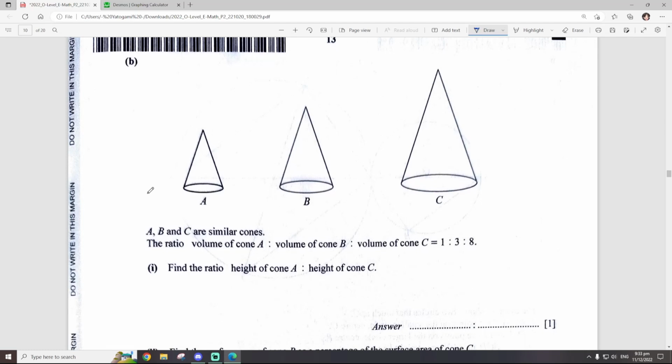Part B, we have similar cones A, B, and C. The ratio of volume of A, B, C is 1 to 3 to 8. What is the ratio of height of cone A to C? Well, you are comparing one dimension instead of 3 now, so it's just the cube root of 1 to the cube root of 8, which is 1:2.